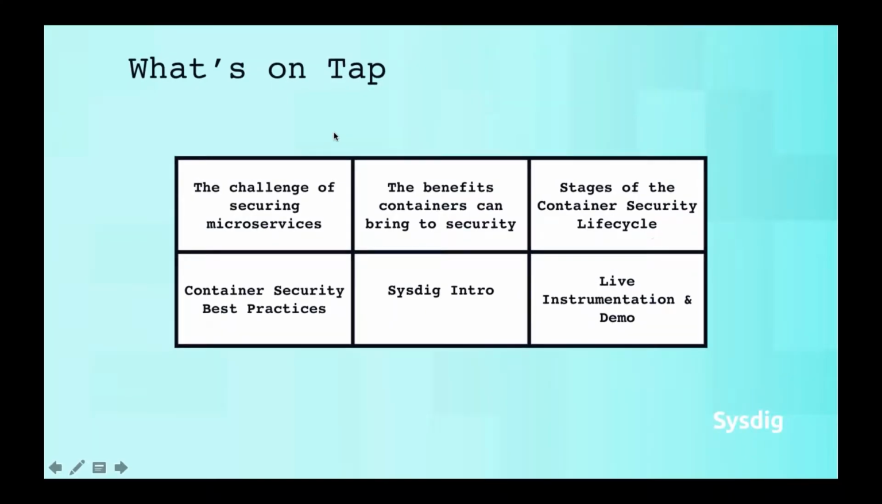All right, so what's on tap today? We're going to cover the challenges of securing microservices, but then we're actually going to also talk about the benefits containers can bring to security, the different stages of your container security lifecycle, the best practices at each stage, and then I'm going to do an intro to Sysdig, and then actually do something that no other container security or monitoring company will do, and we'll actually do a live instrumentation of a containerized environment, do some exploration there, and see everything that's going on.